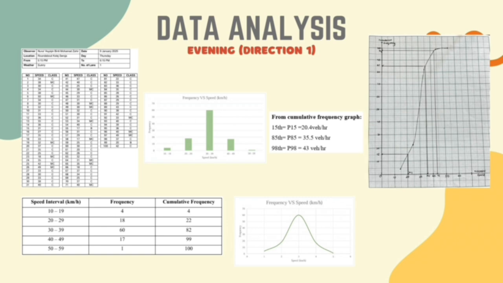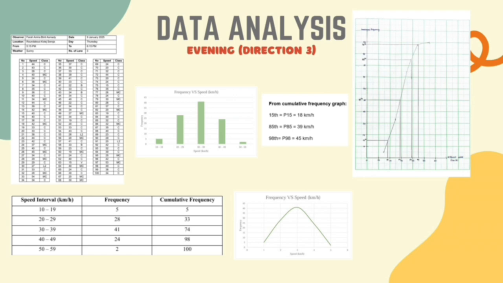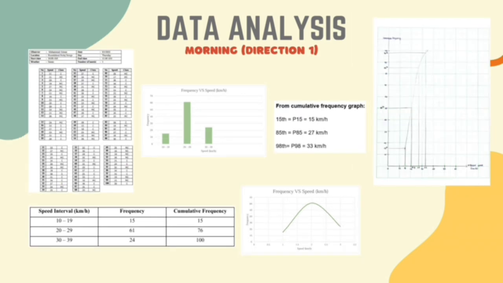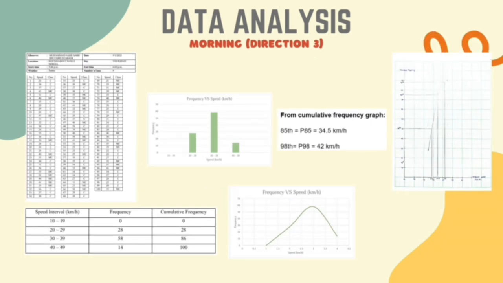So basically, this is a summary of the data analysis for direction 1 in the evening. This is the data for direction 2 in the evening. This is the data for direction 3 in the evening. This is the data for direction 1 in the morning. This is the data for direction 2 in the morning. And last one, this is the data for direction 3 in the morning.